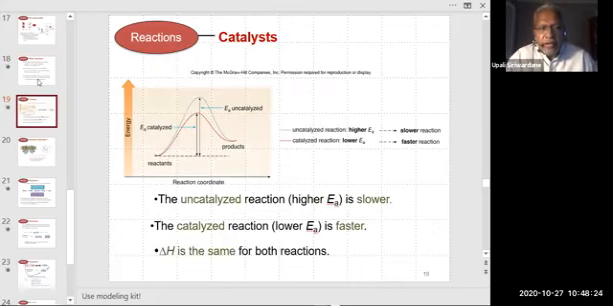The effect of a catalyst is shown in this diagram. The activation energy of the catalyzed reaction, in the red graph, is lower. Therefore, the reaction takes place at a lower temperature. Catalysts only make the reaction go faster, but the heat of reaction is still the same. Heat of reaction is the same for both. The catalyzed reaction lowers the activation energy and makes it go faster.